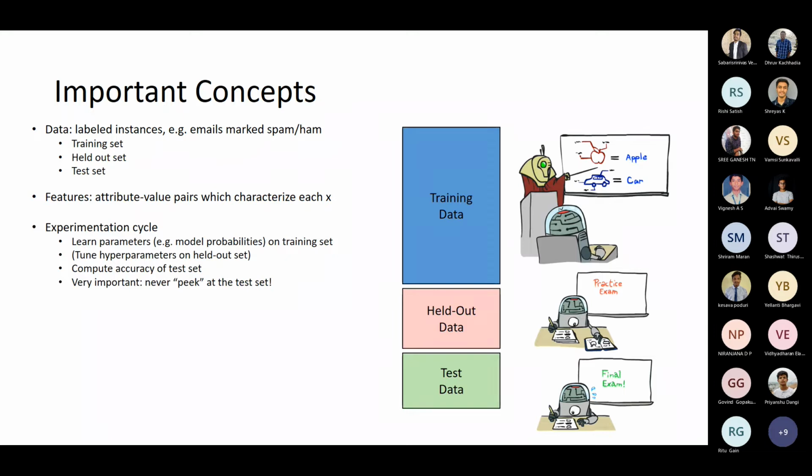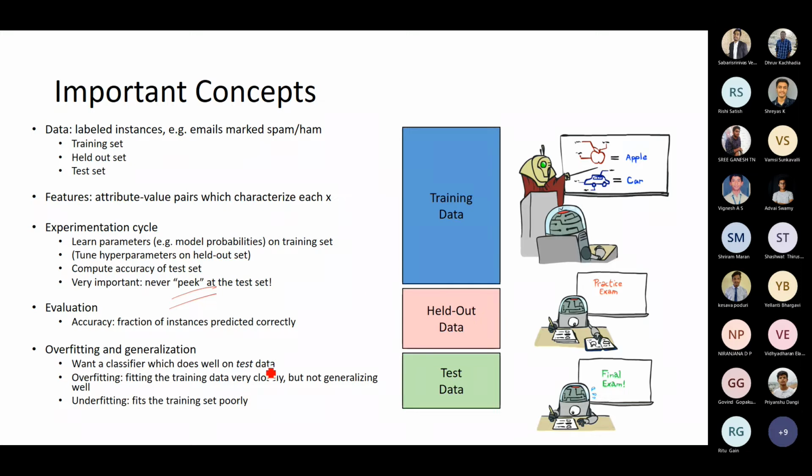So the experimentation cycle: you will learn the parameters, which is computing the model probabilities, and you can tune the hyperparameters on a held out set and compute the accuracy on the test set, and you don't peek at the test set. You should not even look at the test set before applying any correction. Accuracy is defined as the fraction of instances predicted correctly as against the number of instances tested.